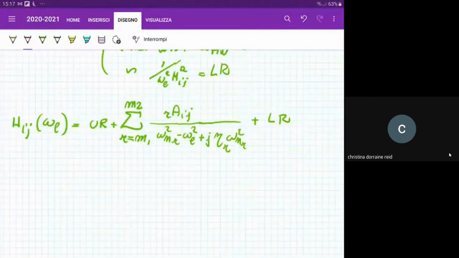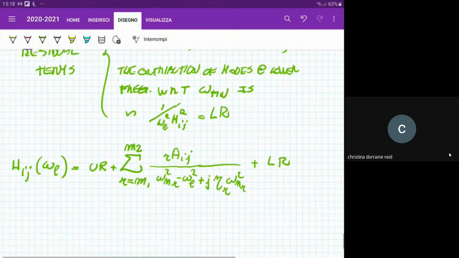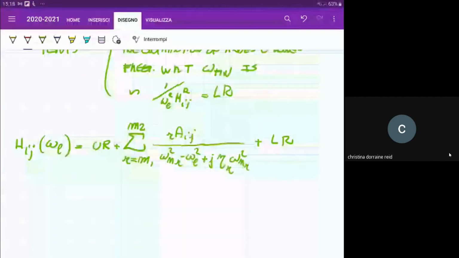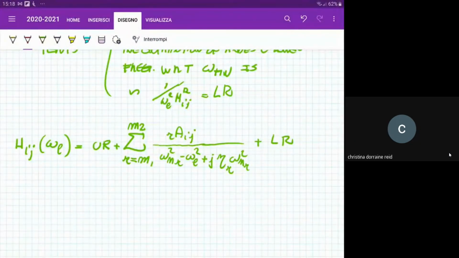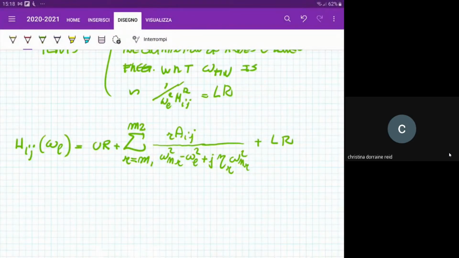Okay, so let's get started. So that is your relation that is practically used in experimental structural dynamics to estimate your model parameters from the estimation of the frequency response function, that is your first physical quantity that you can have from the measurements of both the output and the input of your system.